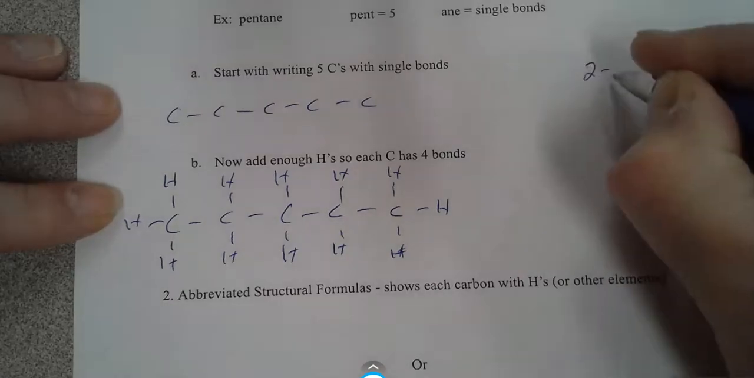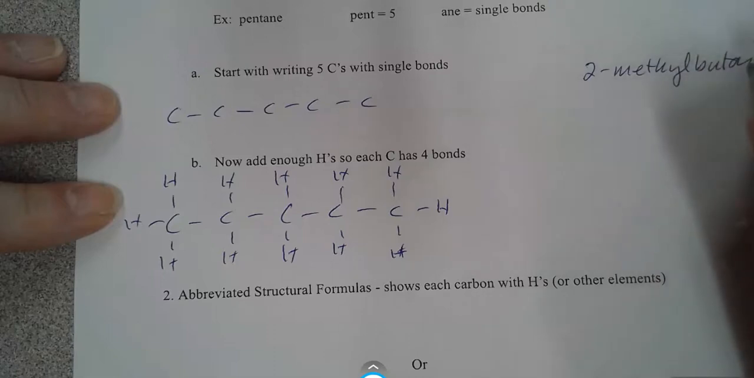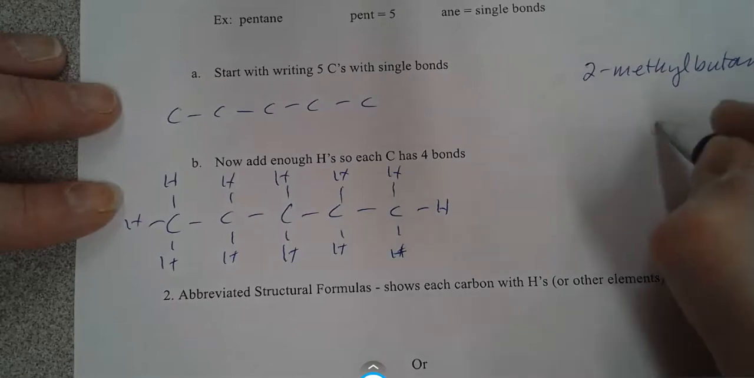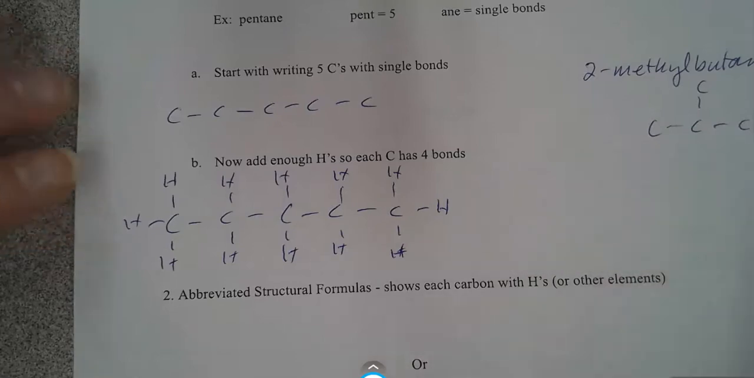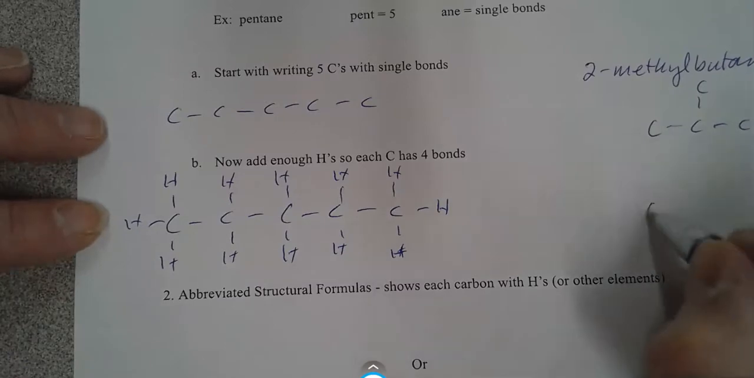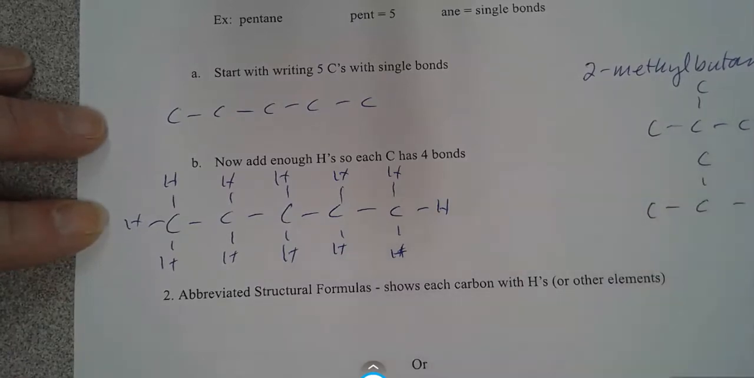How about 2-methylbutane? All right, so just kind of go with this for me. So my butane has 4 carbons, and there's a methyl group on the second. So this would be the basic form for 2-methylbutane. But now if I want the expanded structural formula, then I need to put on the hydrogens so that each carbon will have 4 bonds.